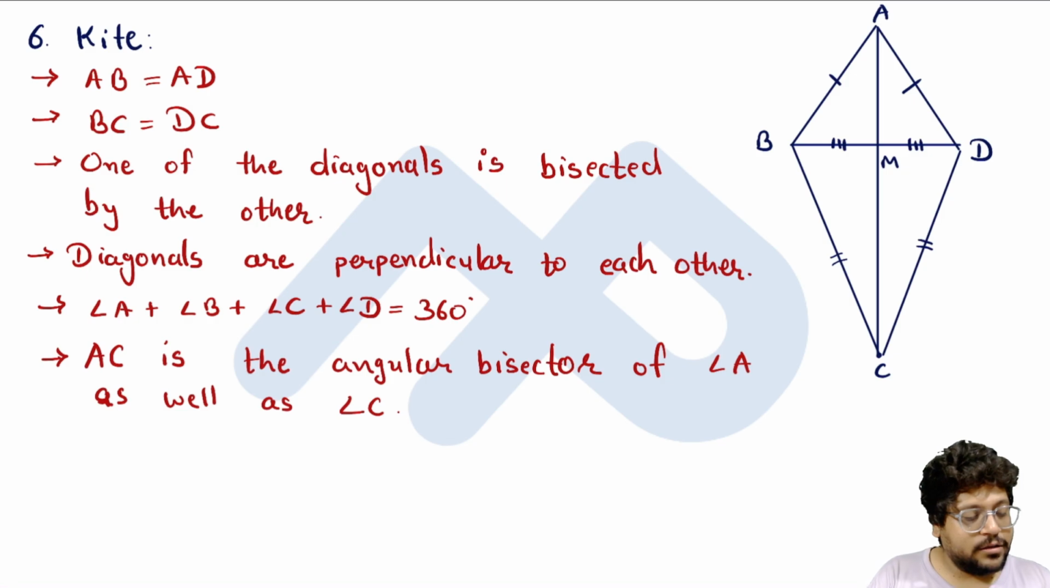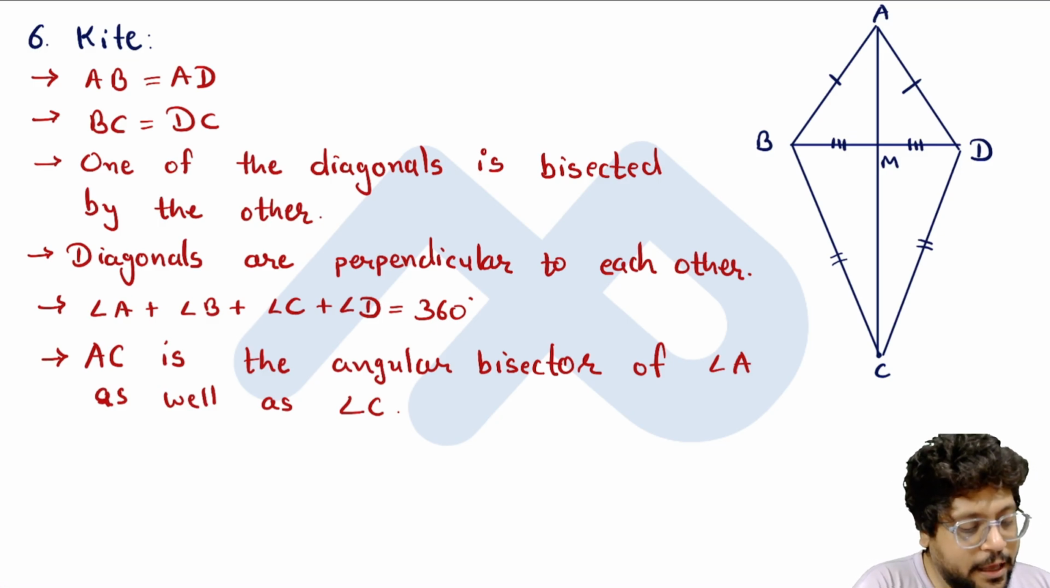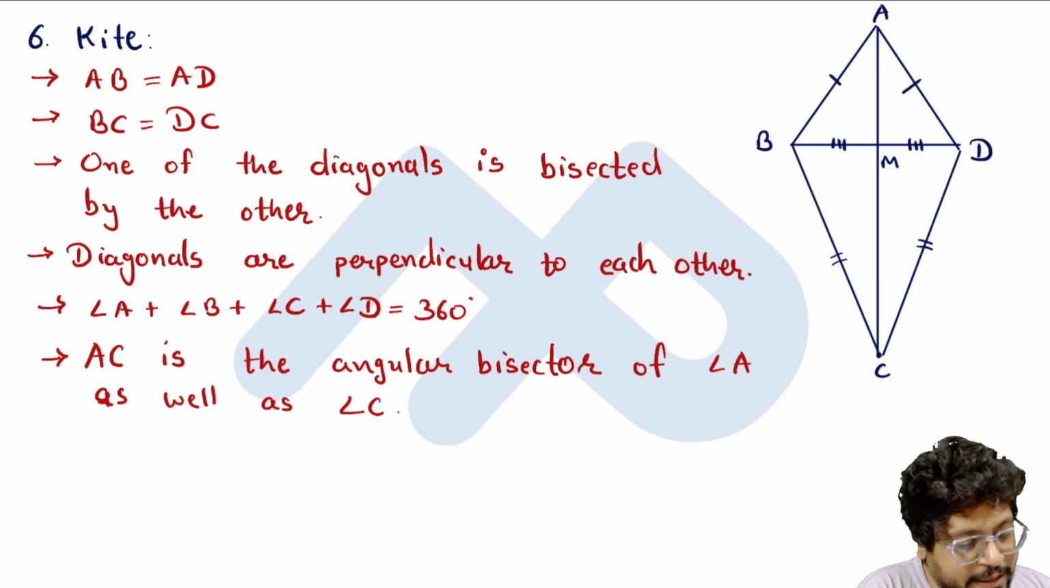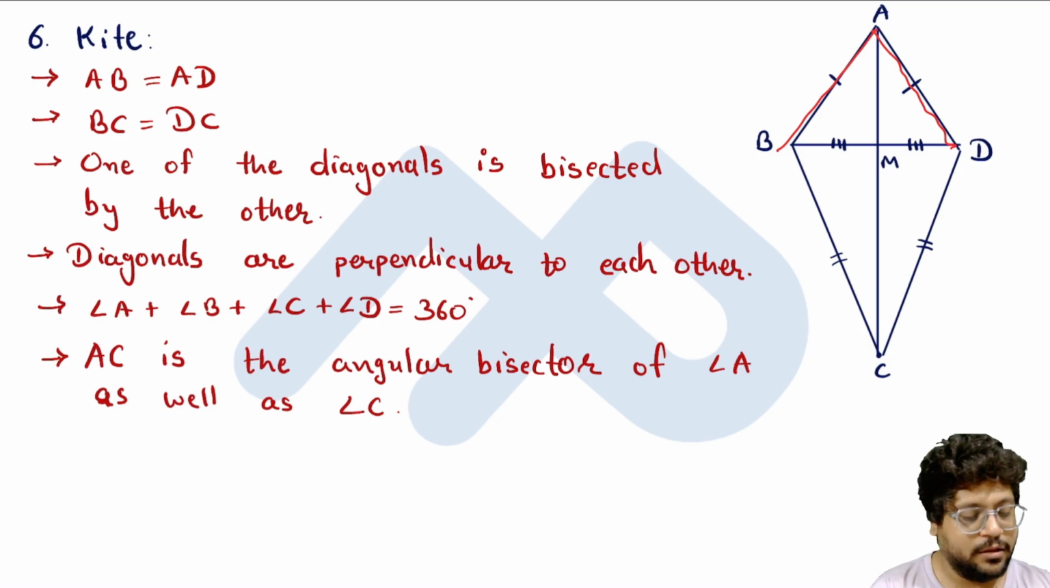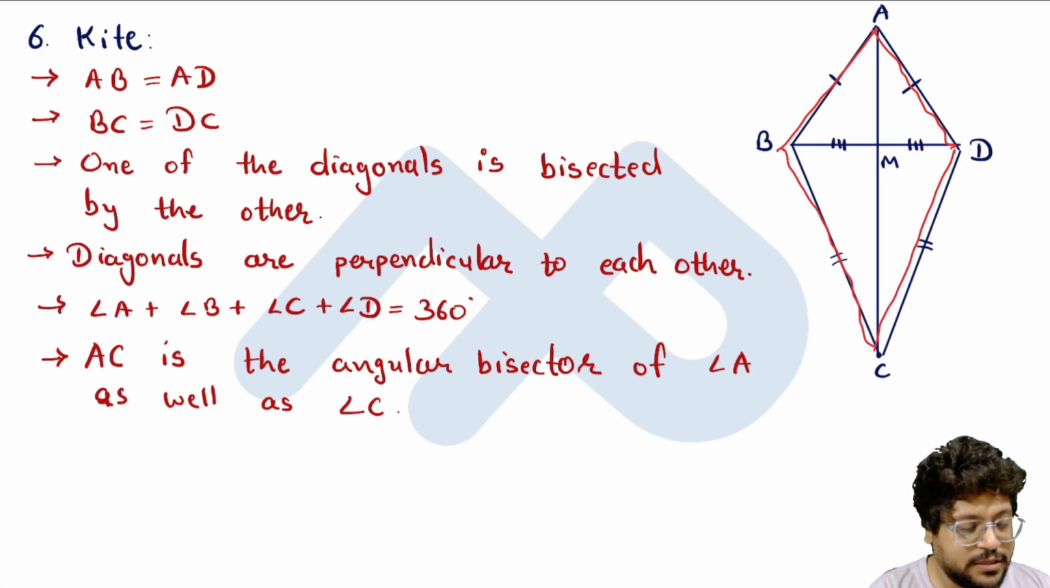Now in the end, sixth one, which is a little bit weird one, that is a kite. Now kite is a kind of quadrilateral where two sides are equal, not the opposite ones. You see, AB is equal to AD, two adjacent sides which are above the horizontal diagonal, they are equal to each other, as well as this BC is equal to CD.